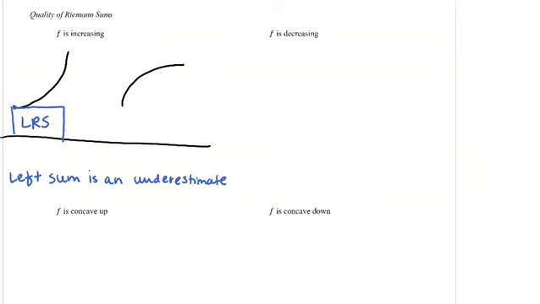With a right Riemann sum, if I start from the right endpoint, I'm just doing one subinterval, just for simplicity here. For a right Riemann sum, it will be an overestimate.